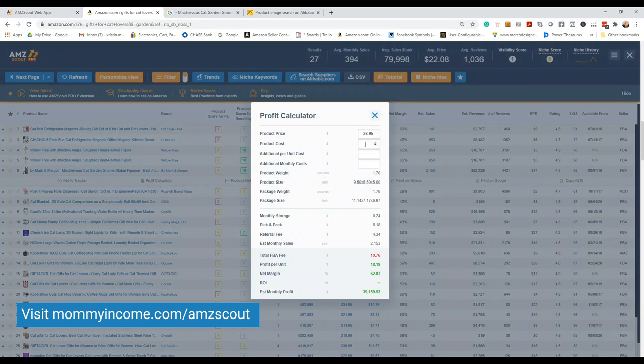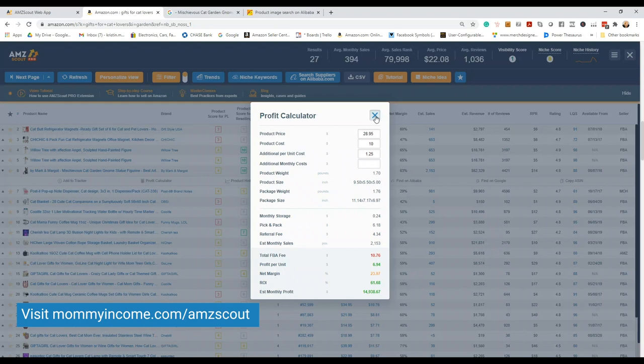So if your product cost, say, is $10, then it's going to show you about what you're going to net per unit here. Then you can also add additional per unit. Say you send this to a prep center and it costs you $1.25 to send to a prep center. And now you have your profit margin of $7 for a product that you never have to touch. This is why we love doing these things and using these particular things. So this is particularly great.